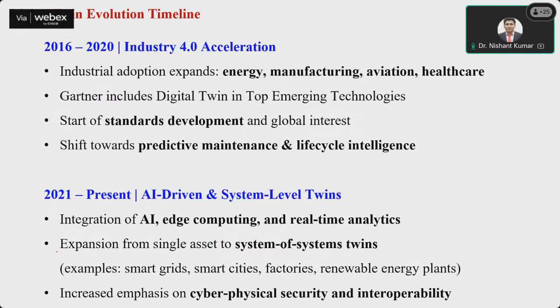And then in 2016, Industry 4.0 started recognizing these things, and industry was also ready to take it forward. After that, digital twin started being used very frequently at the industry level, especially for predictive maintenance and lifecycle intelligence, health monitoring, fault analysis, and all those things started happening. Especially in energy and manufacturing, and in healthcare a little bit. So this was the era, and then currently, from 2021 onwards, this is on the next level.